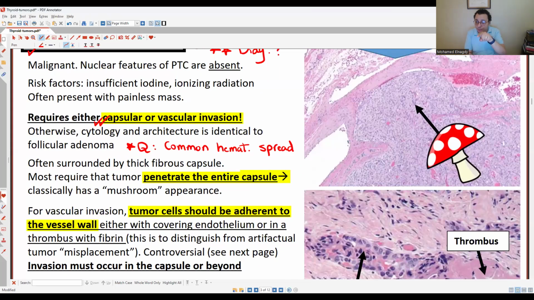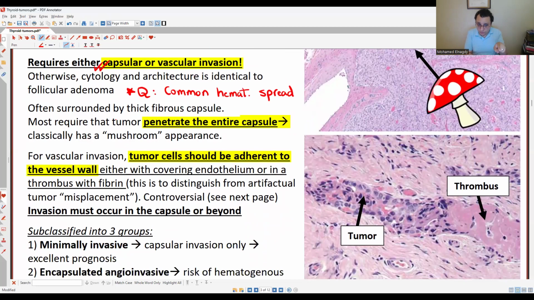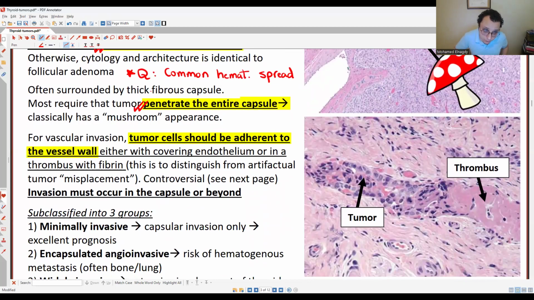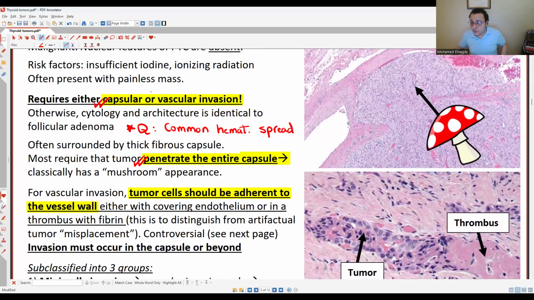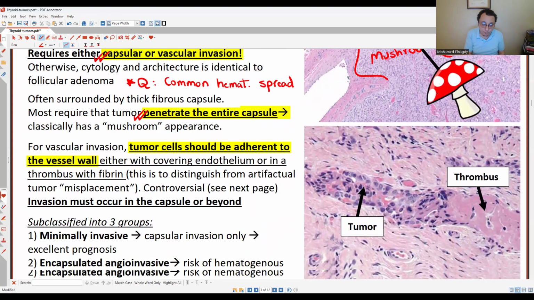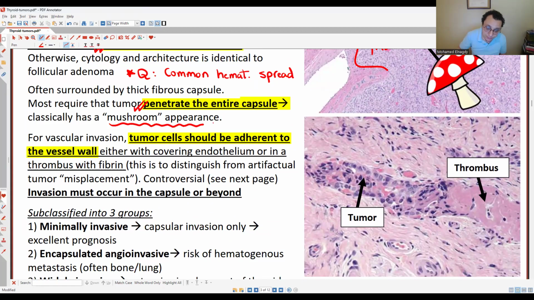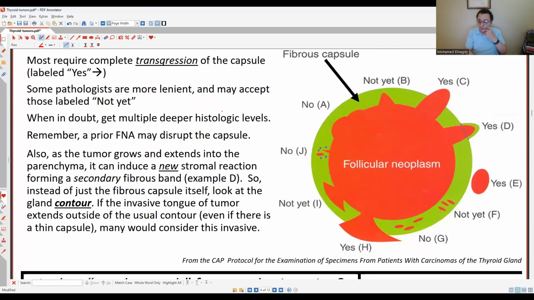And follicular carcinoma commonly spreads hematogenously. So to say that this is capsular invasion, you need to have penetration of the entire capsule, like this. The cells form a true bulge in the capsule, penetrating most or even the whole capsule to the outside. They call this mushrooming because it looks like a mushroom. So look at this picture.